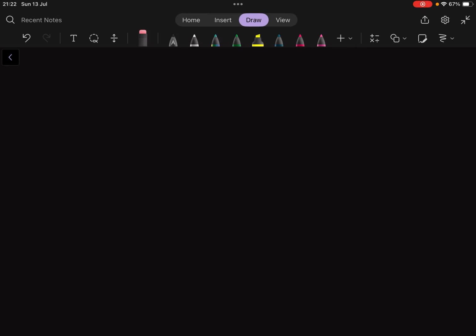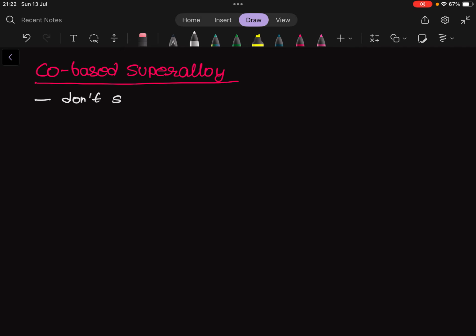So let's start with the second class of superalloy, which is cobalt based superalloy. Cobalt based superalloy differs with respect to the other class of superalloy because they don't show precipitates coherent with the matrix.